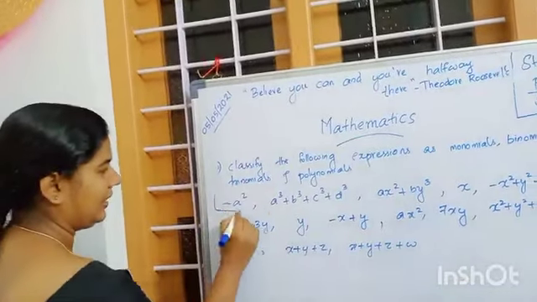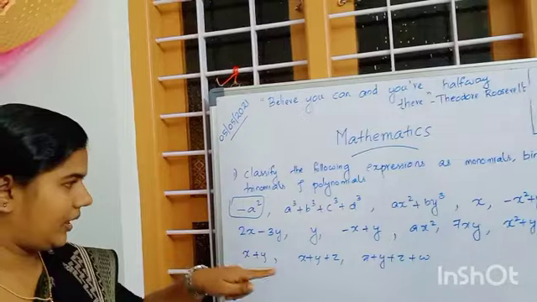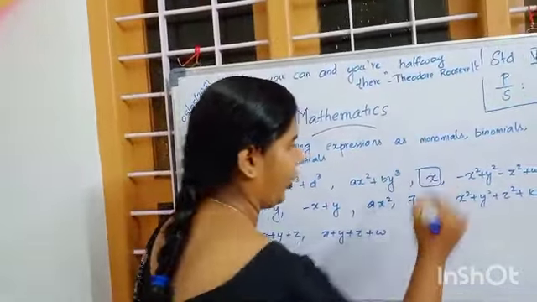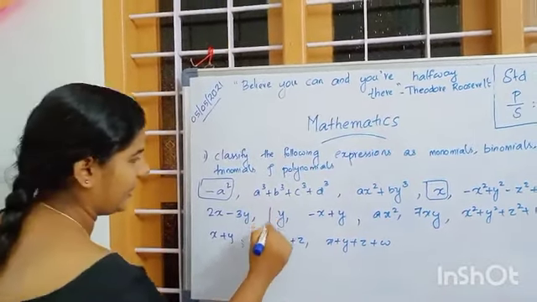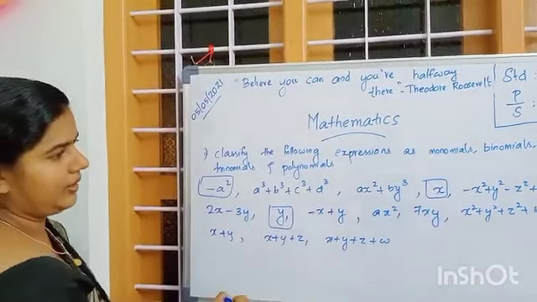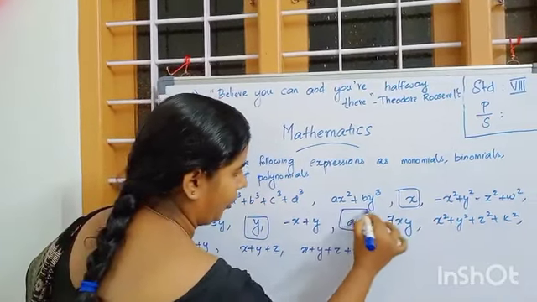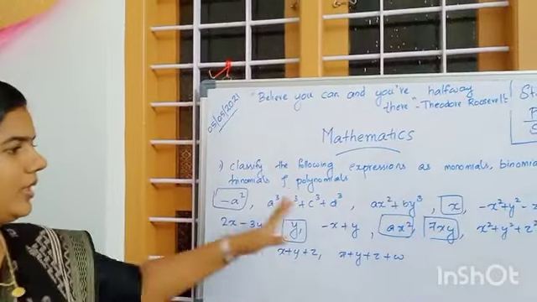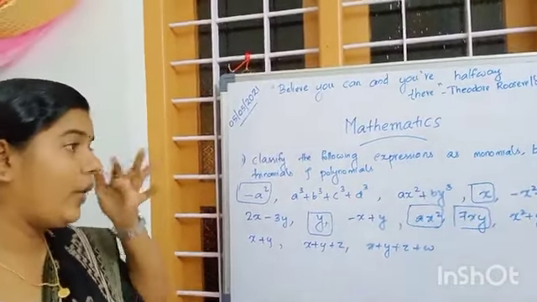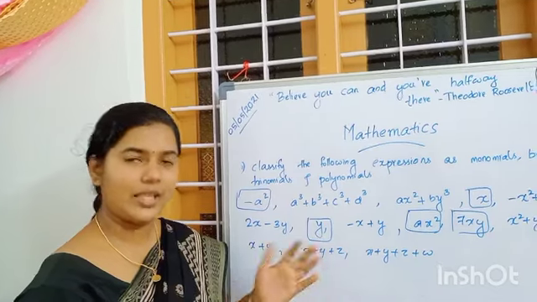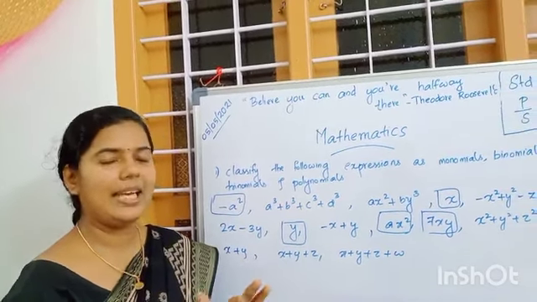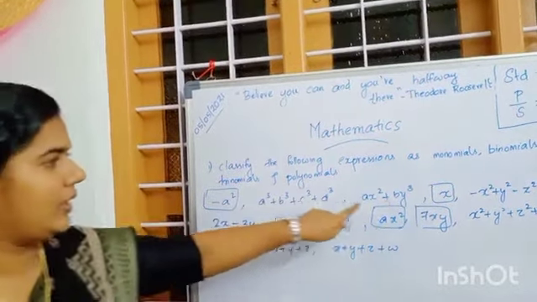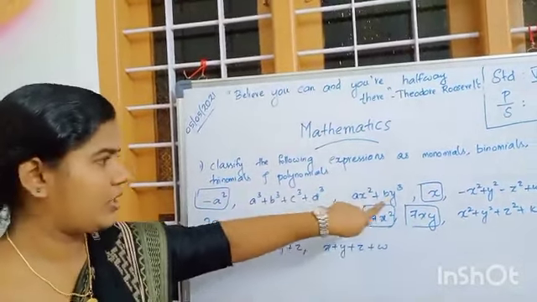Yes, this is an expression with single term, correct? Then, yes, this one is a monomial. Then, yes, this is a monomial. Yes, this is a monomial. Then this. So these are the monomials we have. Correct. What about binomials? What is binomial? Yes, an expression with 2 terms. So this is not. Yes, this is an expression with 2 terms.